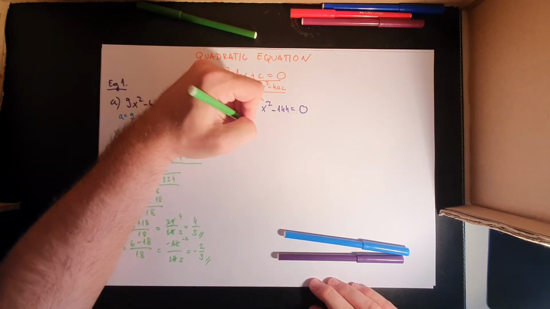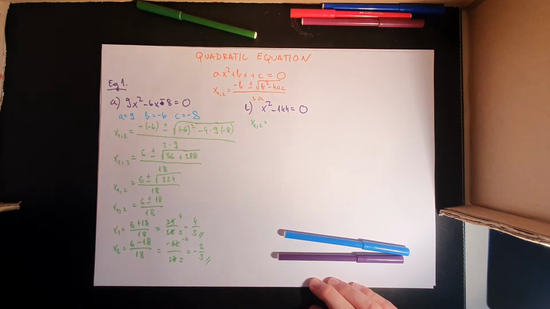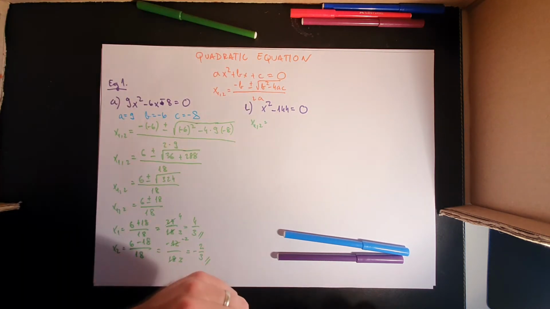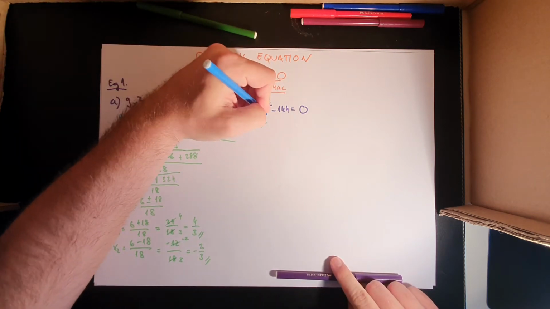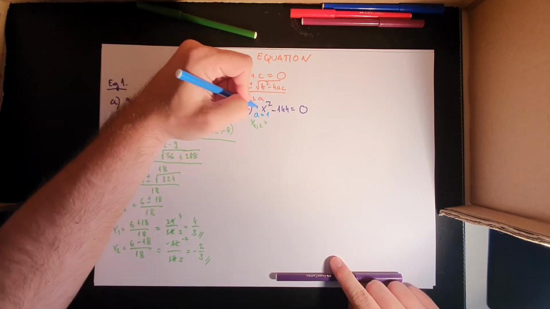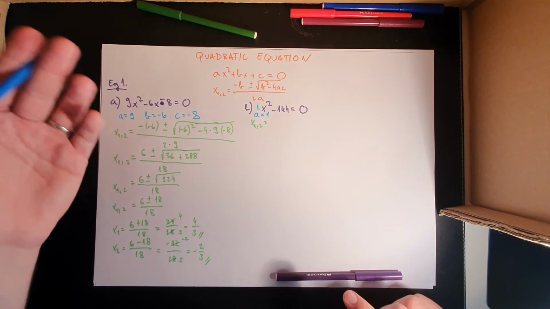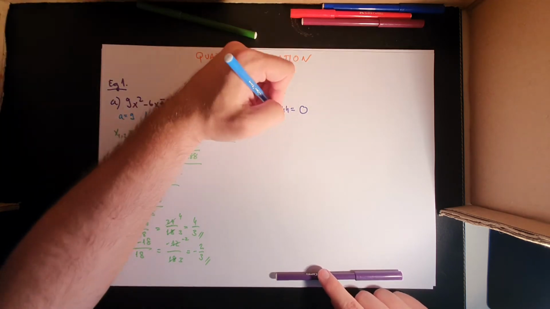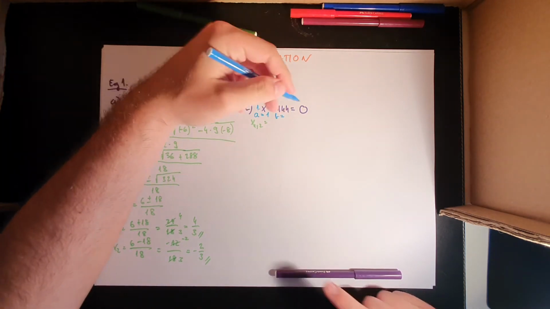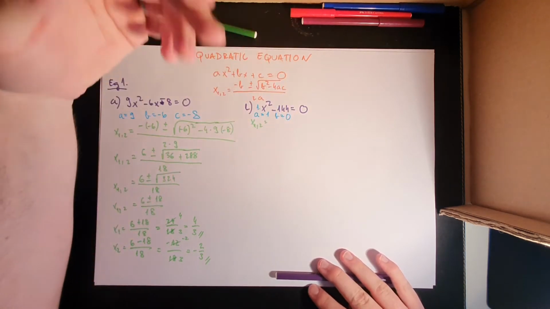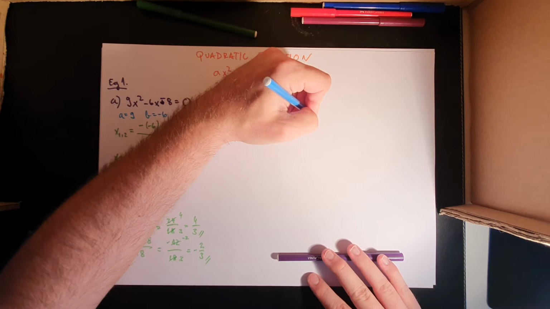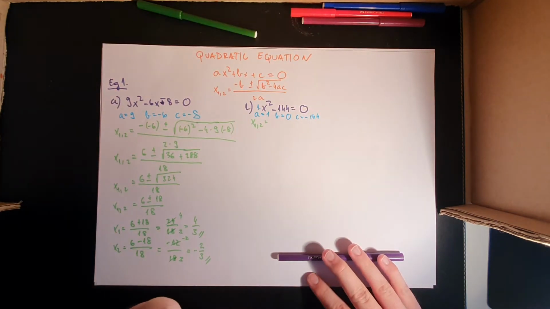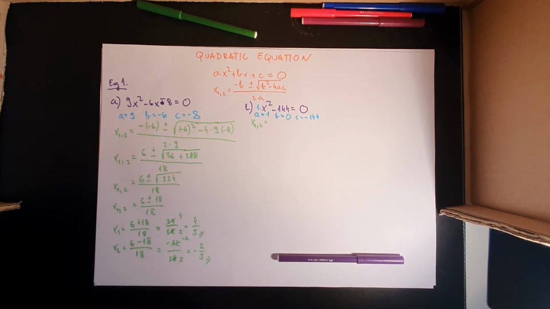So let's go through the formula and find x1,2 for this guy. First of all, a is 1, because there is 1 times x squared. You have only 1 x squared, so a is 1. B disappeared, so b should be equal to 0. This is nothing. And c is minus 144. So now we can put it all into the formula.